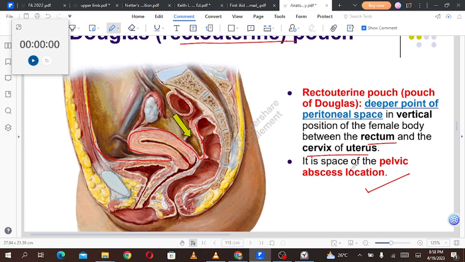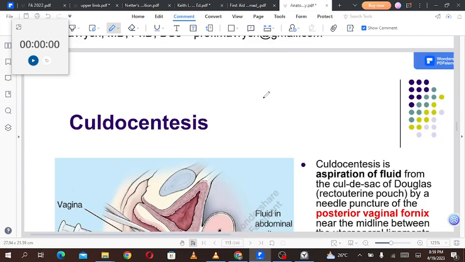So it is the space of pelvic abscess location. Besides a pelvic abscess, even some ectopic pregnancies can be found in this position. In some cases, we can also find endometriosis. Yes, endometriosis can be found in this place. Some metastasis can also be seen in this place. So there is a lot that can fall into the pouch of Douglas. So remember this pouch. After that, we have to do culdocentesis.